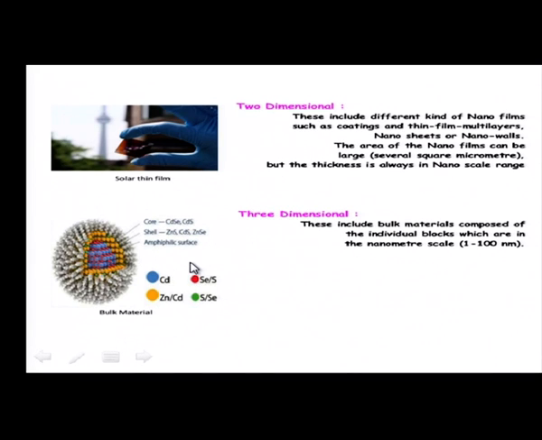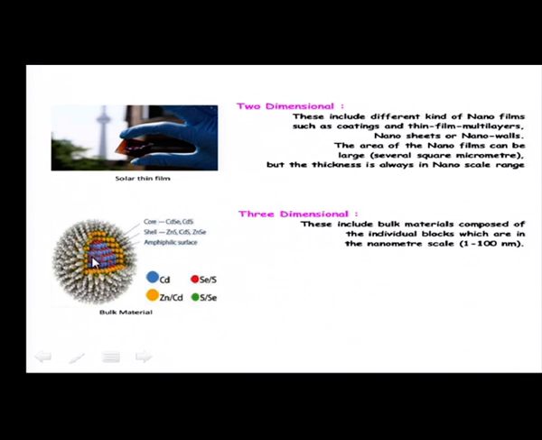It is a 3 dimensional material, and here a number of colors are given in this material. The blue color in this diagram denotes the cadmium element, and the red color denotes selenium or sulfur, and similarly the yellow color denotes zinc and cadmium, and the green color denotes sulfur or selenium.